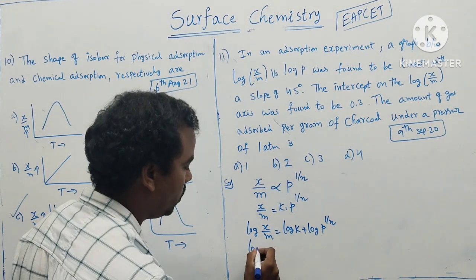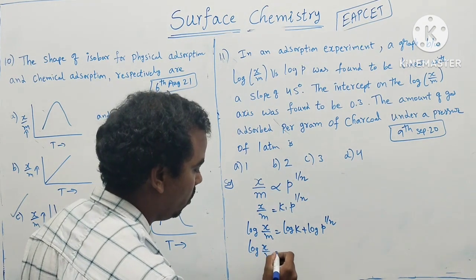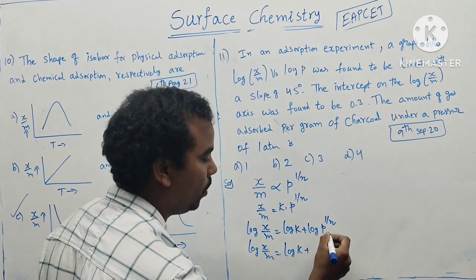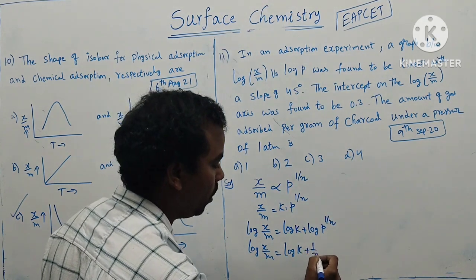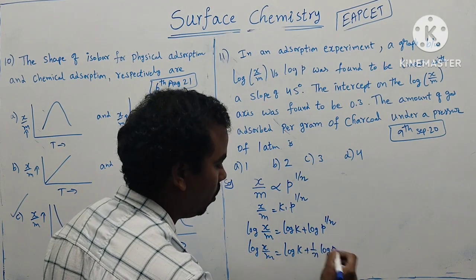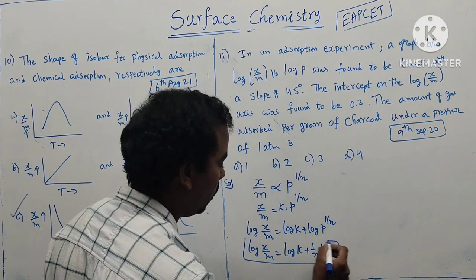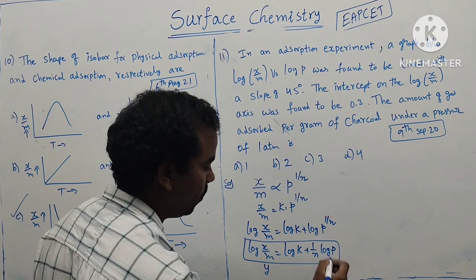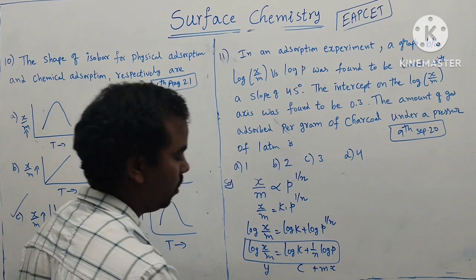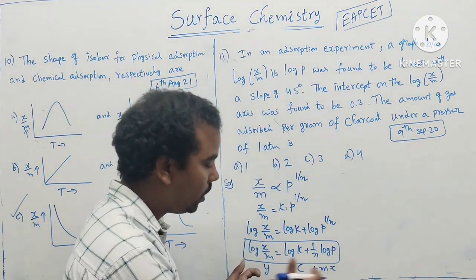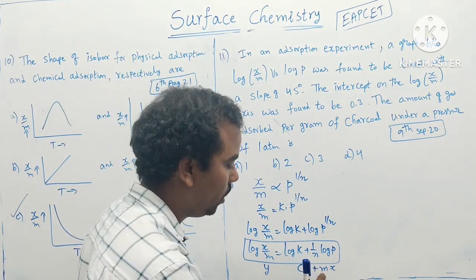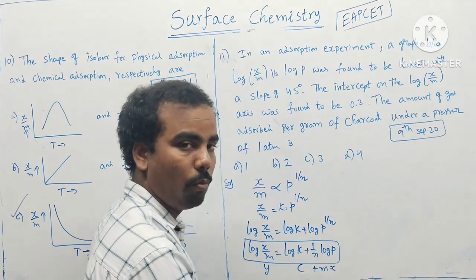So log x by m is equal to log k plus 1 by n log p. It is like y equals mx plus c. Here y is log x by m, m is the slope, x is log p, plus c. Comparing to the y equals mx plus c graph, the slope is 1 by n, and m means slope, 1 by n is positive.